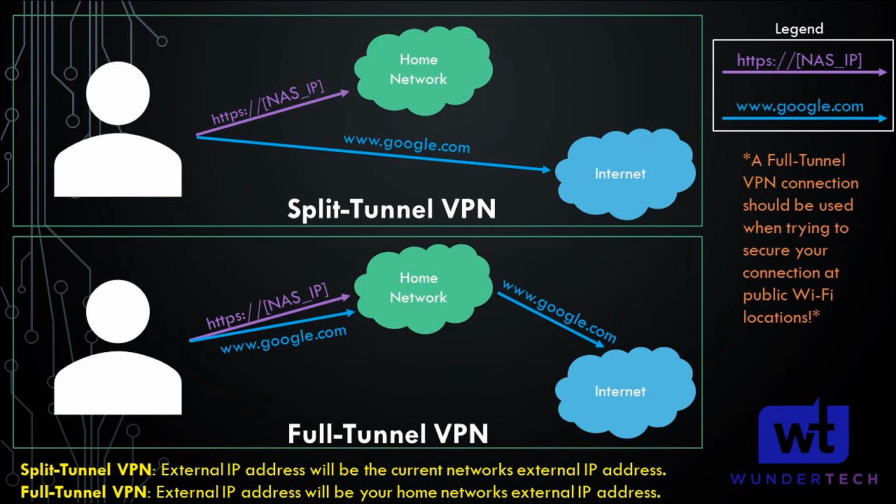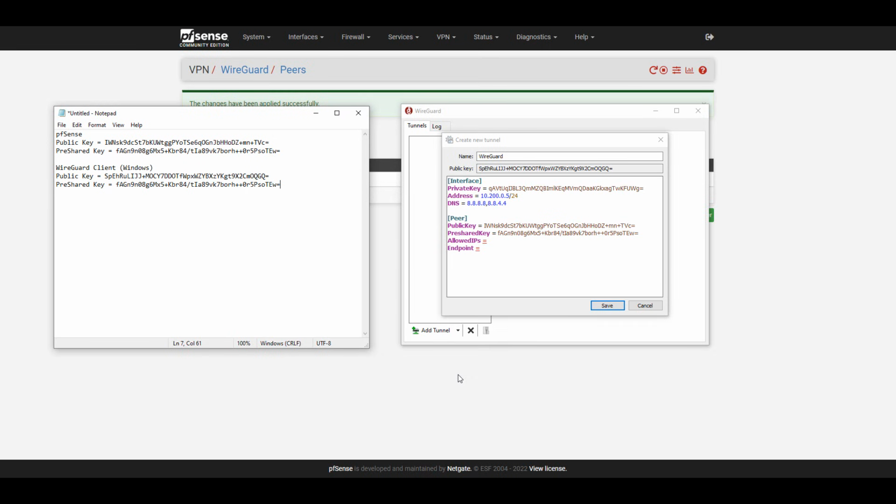For a full tunnel VPN, everything is being routed through that WireGuard VPN tunnel. So if you were to go to a NAS IP address or you were to go to Google, it's going to connect through that tunnel, and then it's automatically going to route the traffic back to the internet if needed. So the way that this relates to our WireGuard client configuration is that in this allowed IP section, this is going to be what you want routed over that tunnel.